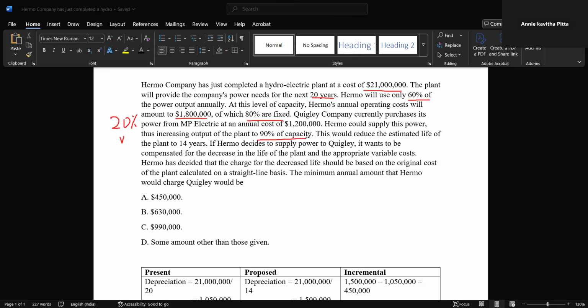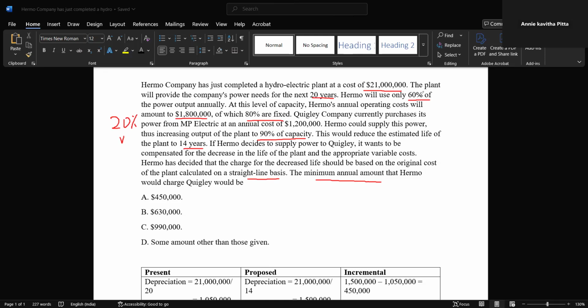So this is important. At present, they are operating at 60% capacity, but it is expected that the capacity would increase to 90%. This would reduce the estimated life of the plant to 14 years. If Hermo decides to supply power to Quigley, it wants to be compensated for the decrease in the life of the plant and the appropriate variable cost. Hermo has decided that the charge for the decreased life would be based on the original cost of the plant calculated on a straight line basis. The minimum annual amount that Hermo would charge Quigley would be.